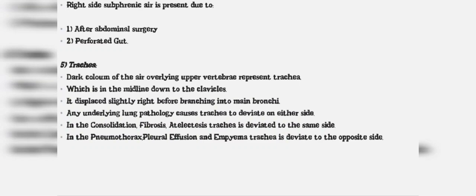Trachea. A dark column of air overlying the upper vertebra represents the trachea, which is in the midline down to the clavicles. It deviates slightly right before branching into main bronchi. Any underlying lung pathology causes the trachea to deviate to either side. In consolidation, fibrosis, and atelectasis, the trachea is deviated to the same side. In pneumothorax, pleural effusion, and emphysema, the trachea is deviated to the opposite side.